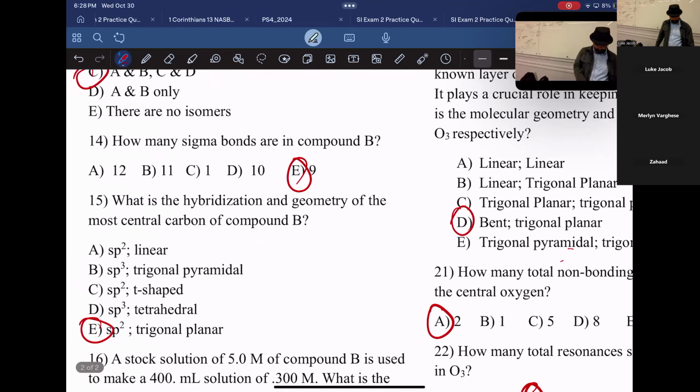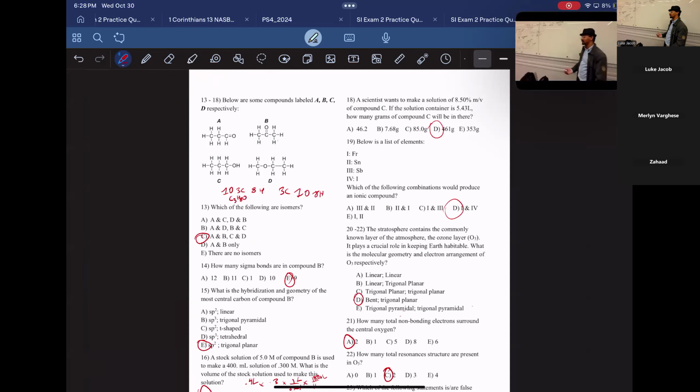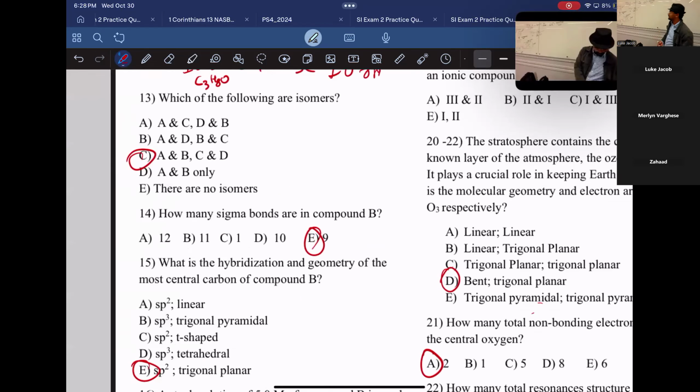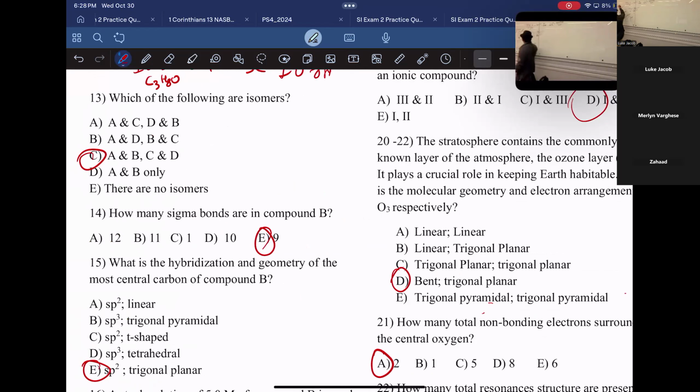All right, 14. How many sigma bonds are in compound B? Simply just counting them. You have to know what a sigma bond is. The symbol for sigma is this, and the symbol for pi is this. Instead of saying sigma, he's going to use the symbol, so you have to know the symbols. There's only two of them.